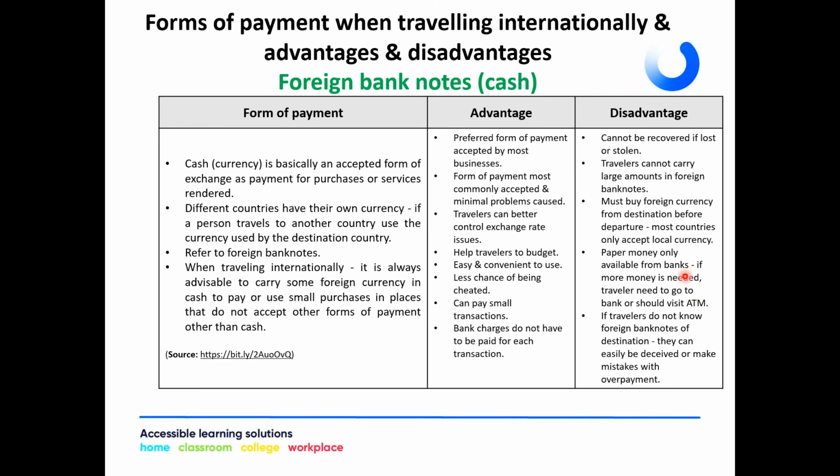Paper money is only available from banks. So if more money is needed, the traveler needs to go visit the bank, or they can go to an ATM. If travelers do not know the foreign banknotes of the destination, they can easily be deceived. So if you don't know how that currency works, for example, if you have a foreign note and you don't know how the exchange works in terms of their pence and those types of things, you can be deceived, and it can also result in mistakes in terms of overpayment.